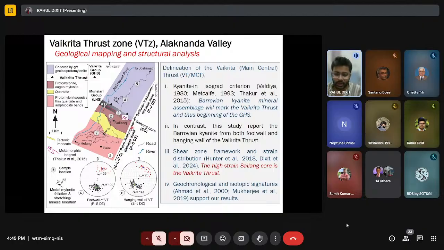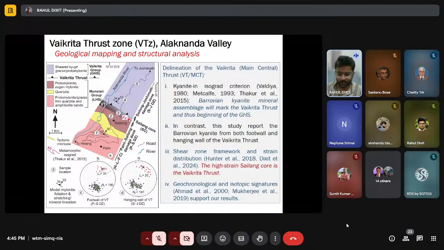In contrast, then, what should be the criteria to basically identify the main central thrust in a region? In contrast to this study, we performed the shear zone framework and strain distribution, and we could identify a very high strain shear zone core that was present in that region. Based on the presence of this shear zone core, where the maximum strain accumulation occurred, we identified the Vakrita thrust in that region.